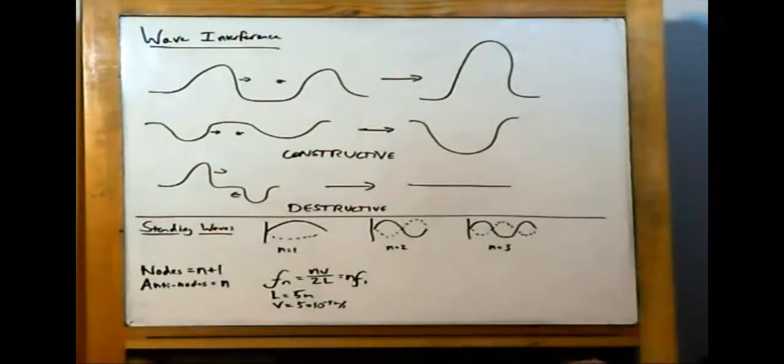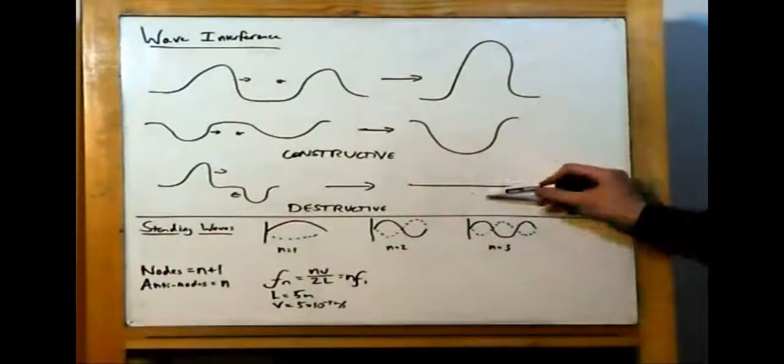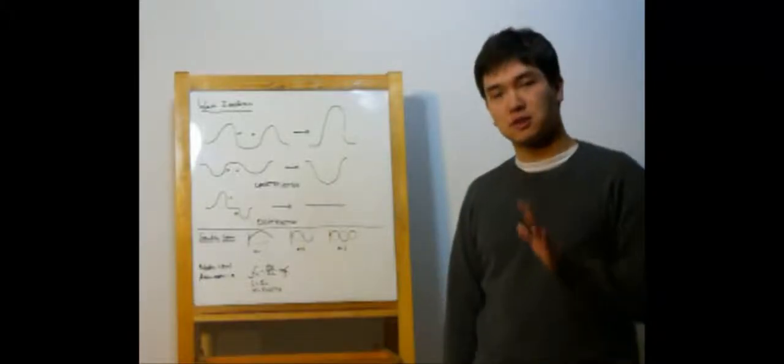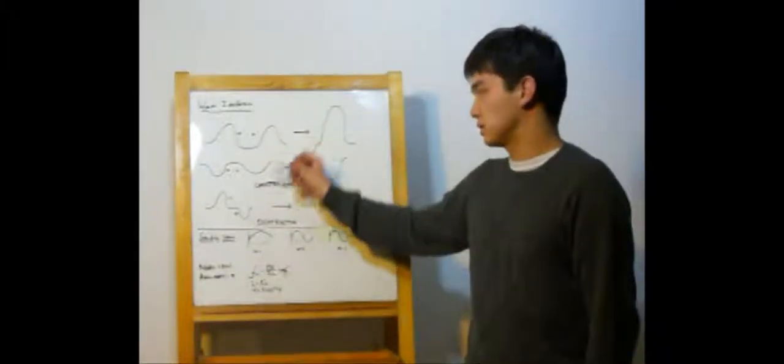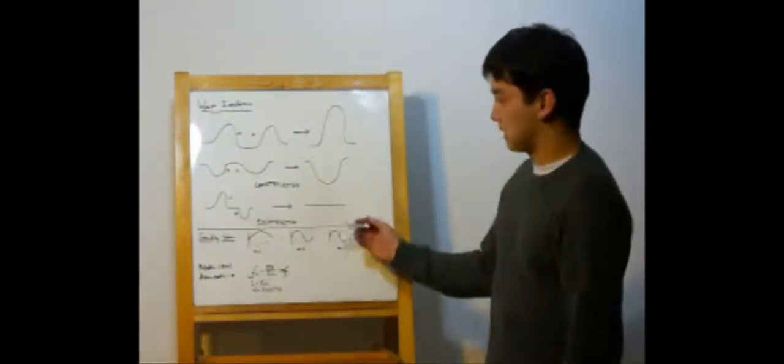However, what if the opposite happens? What if a peak and a trough come together at the same time? Well, in this case, they'll cancel each other out, resulting in destructive interference. Now, this interference only happens for the moment in which the troughs, the peaks, or the peak and the trough meet each other. After this, the original peak and trough will continue on their way.